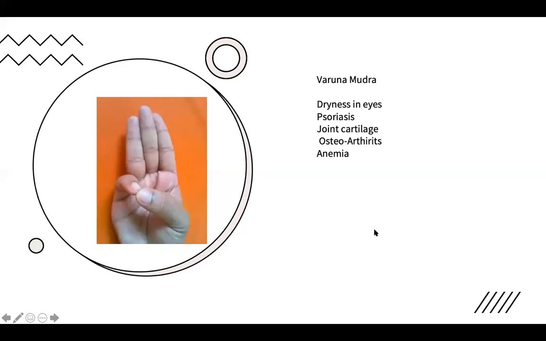So if there is psoriasis, dryness in the eyes, and joint cartilage pains, osteoarthritis, even anemia, all this can be helped by Varuna Mudra. Okay, so Varuna Mudra is nothing but the thumb and little finger. Okay, the thumb and little finger.